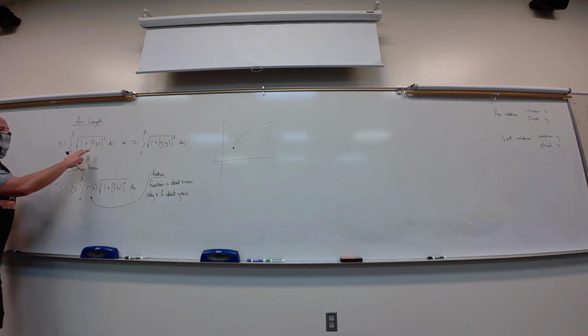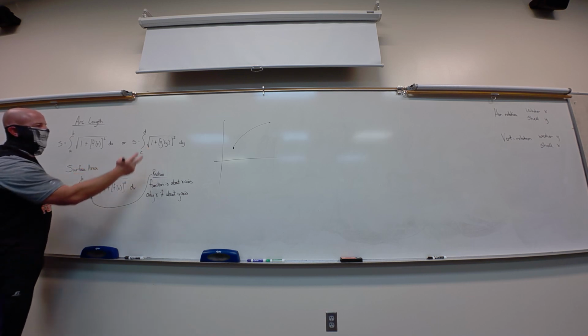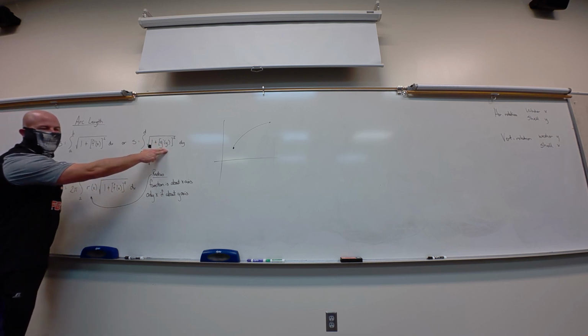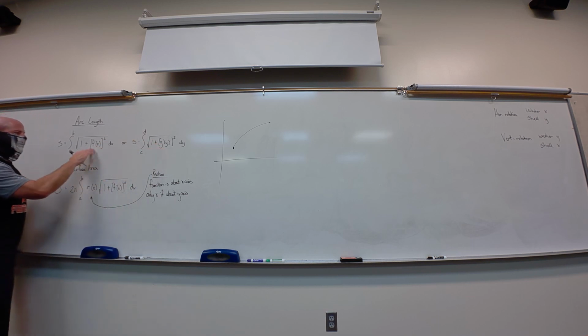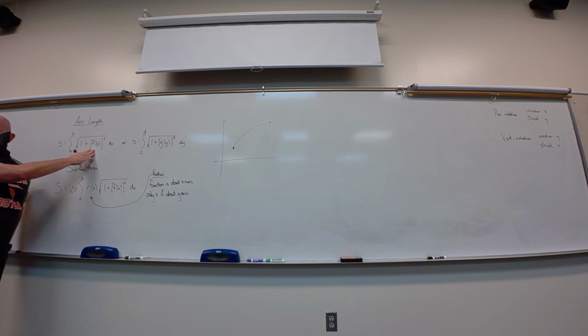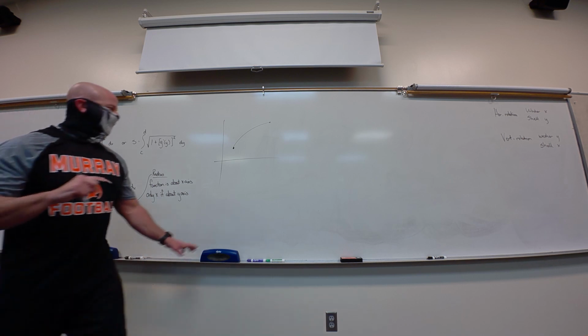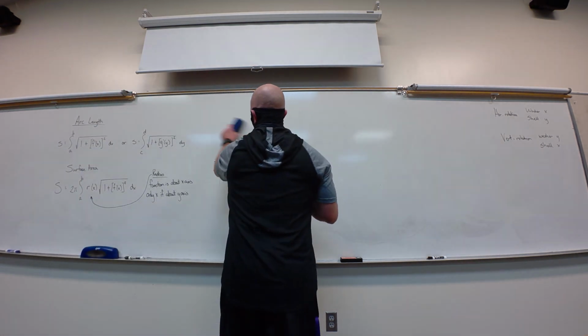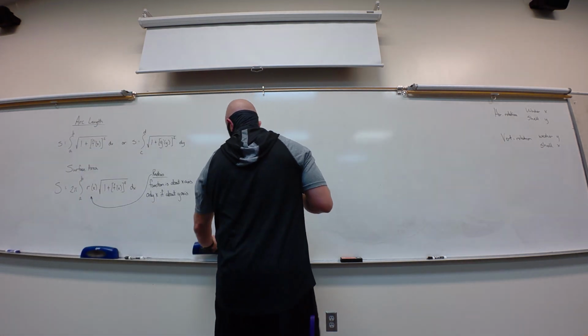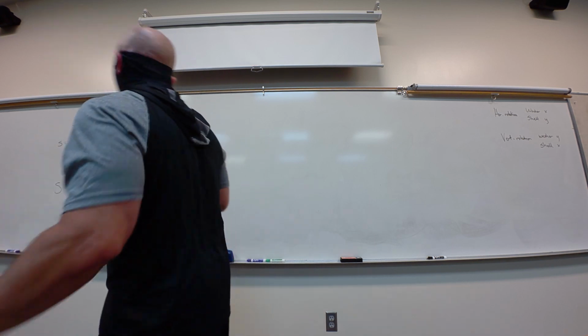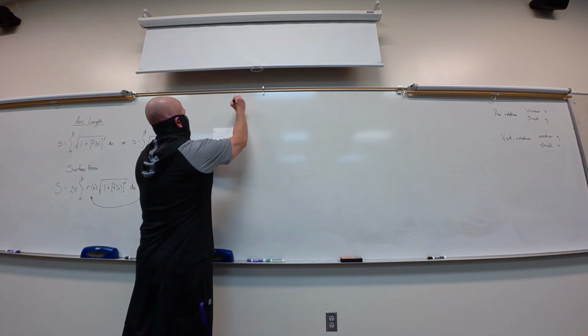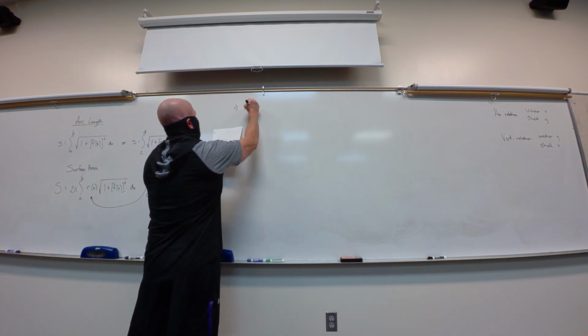Now the only difference between this and this is if we have a function in terms of y, we have y limits. Function in terms of x, which most of them are, x limits. That's all it's referring to. So is that an F prime? That's an F prime, so that's the derivative. We're going to have the derivative inside. This is good.